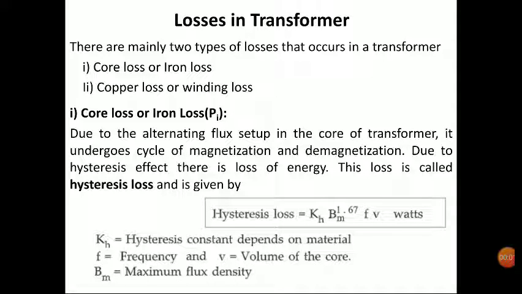Good morning, everybody. In this video, I'm going to explain the power losses in a transformer.